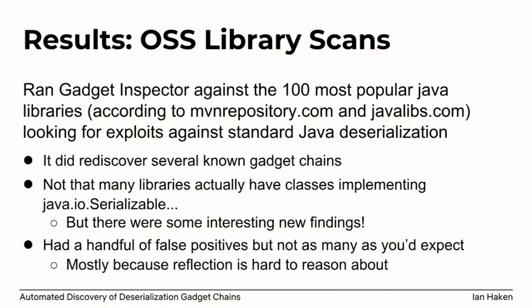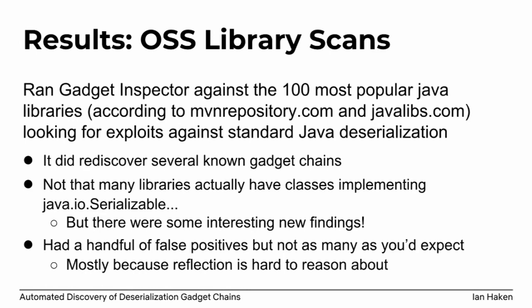So, all right, lots of talk about lots of things that this tool does, and lots of assumptions that it makes. So the question is, does it actually find anything useful, or is it just false positive heavy and totally useless? So the first thing I did was set out to scan some open source libraries and see what it comes up with. So I ran Gadget Inspector against the 100 most popular libraries as listed on mavenrepository.com and looked for exploits against Java deserialization, the built-in ObjectInputStream.